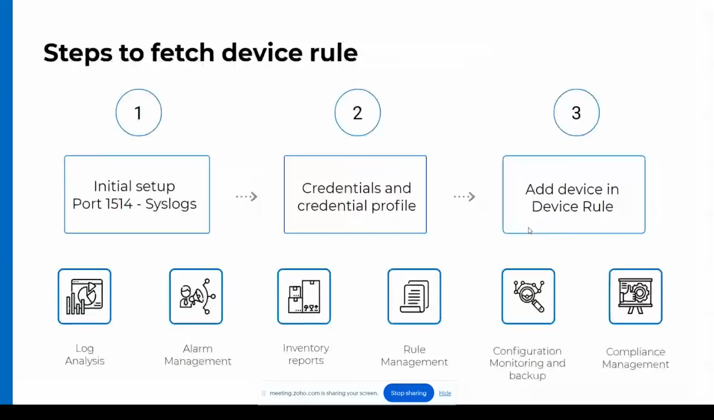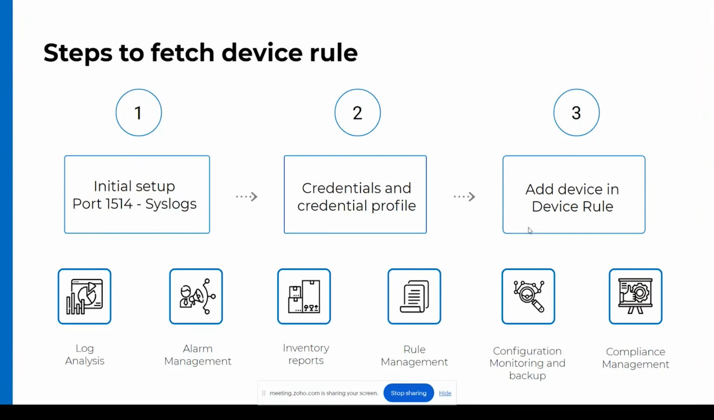The first step is to configure your firewall device to send syslogs to the default listener port, which is the UDP port 1514. So once these logs are received, you can analyze them and also manage alerts using Firewall Analyzer. And step 2 involves creating a credential profile for the firewall device. This will give you access to detailed reports.